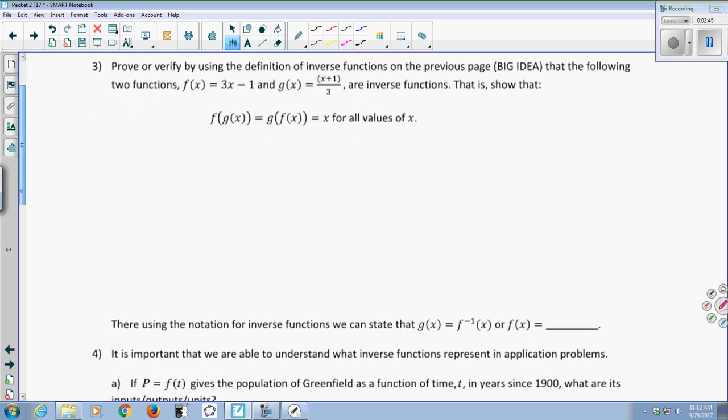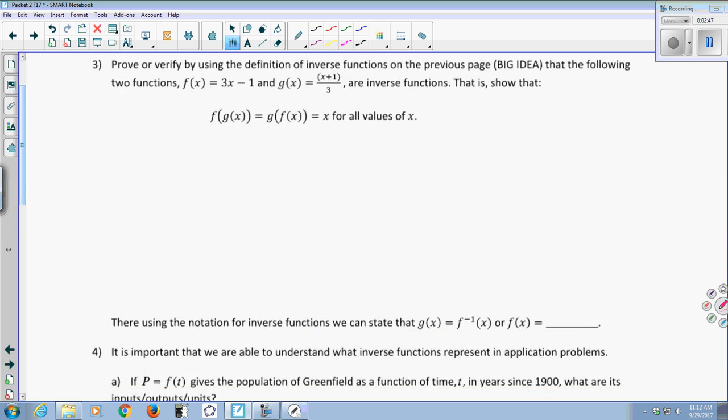All right, I want to prove or verify by using the definition of inverse functions that the two functions 3x minus 1 and x plus 1 over 3 are inverses. So I have to show two things. I have to evaluate this, and I have to evaluate this, and both of them have to come out to x. So over here, I'm going to do f of g of x.